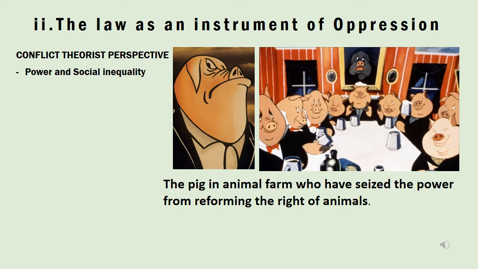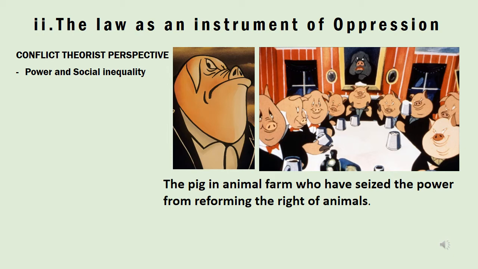Okay, let's move to number 2. The law as an instrument of oppression. I would like to focus more on how conflict theorists view society. Conflict theory sees social life as a competition and focuses on the distribution of resources, power, and inequality. Unlike functionalist theory, conflict theory is better at explaining social change and weaker at explaining social stability.